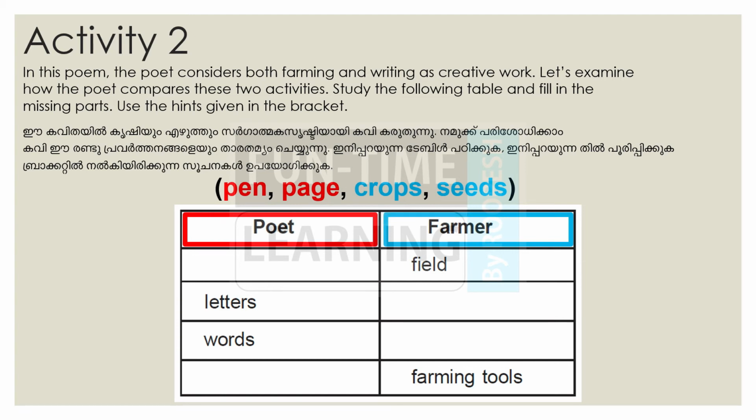We know that it's clearly the poet who uses the pen. Poet ആണ് ഒരു പേന ആയുധമായിട്ട് ഉപയോഗിക്കുന്നത്, അല്ലെങ്കിൽ അത് ഒരു ഉപകരണമായിട്ട് ഉപയോഗിക്കുന്നത്. I have also color coded it here so that it's easy for you to understand. Red for red and blue for blue. Page. Who uses page? Is it poet or is it the farmer who uses crops and seeds? You have to find out in the same way.